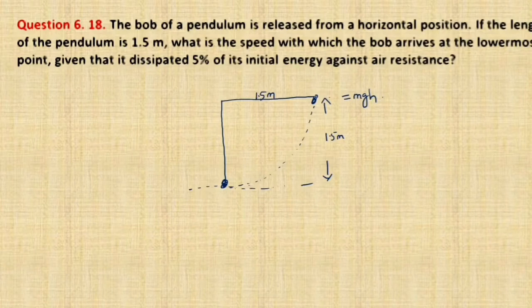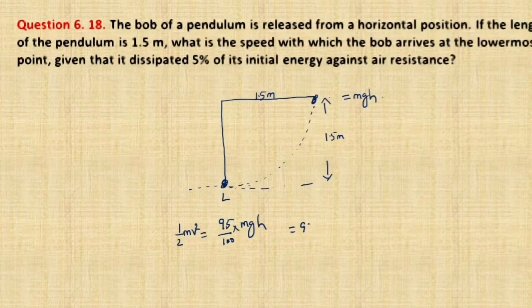Now when this bulb is released and reaches the lowermost point, what happened? 5% of its initial energy is dissipated. Right? If 5% is lost, what is the remaining energy at the lowermost point? That is equal to 95% of the initial energy. Which energy does it possess at the lowermost point? That is kinetic energy, right? So half mv square is equal to 95% of the initial energy.